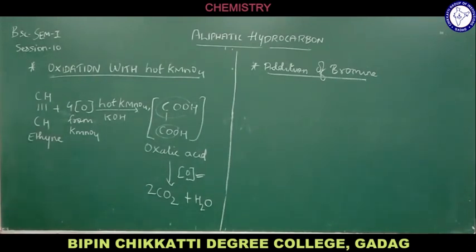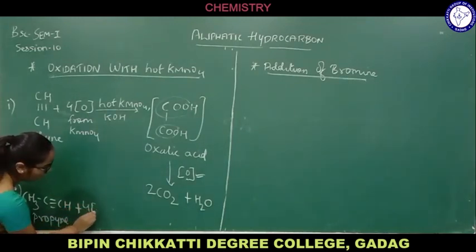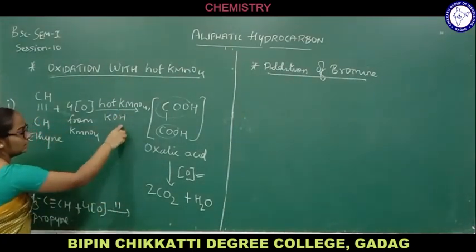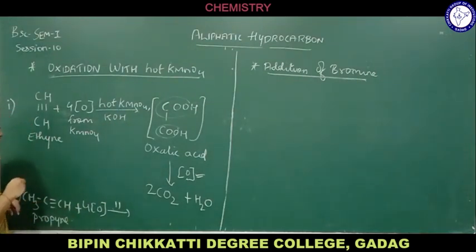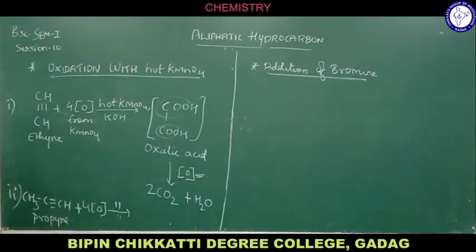Let's take another example here, a simple one, I'll write it here in short form. When propyne, what is this? This is propyne, right? So when this propyne is treated with 4 nascent oxygen that will be liberated from hot KMnO4 in presence of alkaline medium, or alkaline KMnO4, I can say, it will yield an acid. Basically here it will yield a particular acid which is called ethanoic acid.